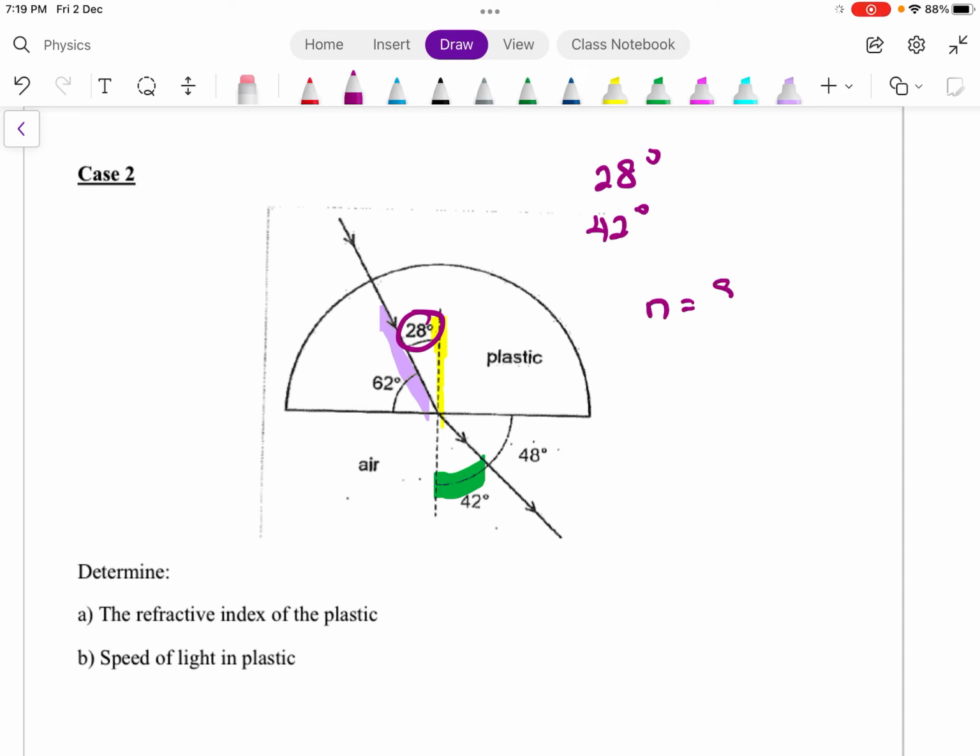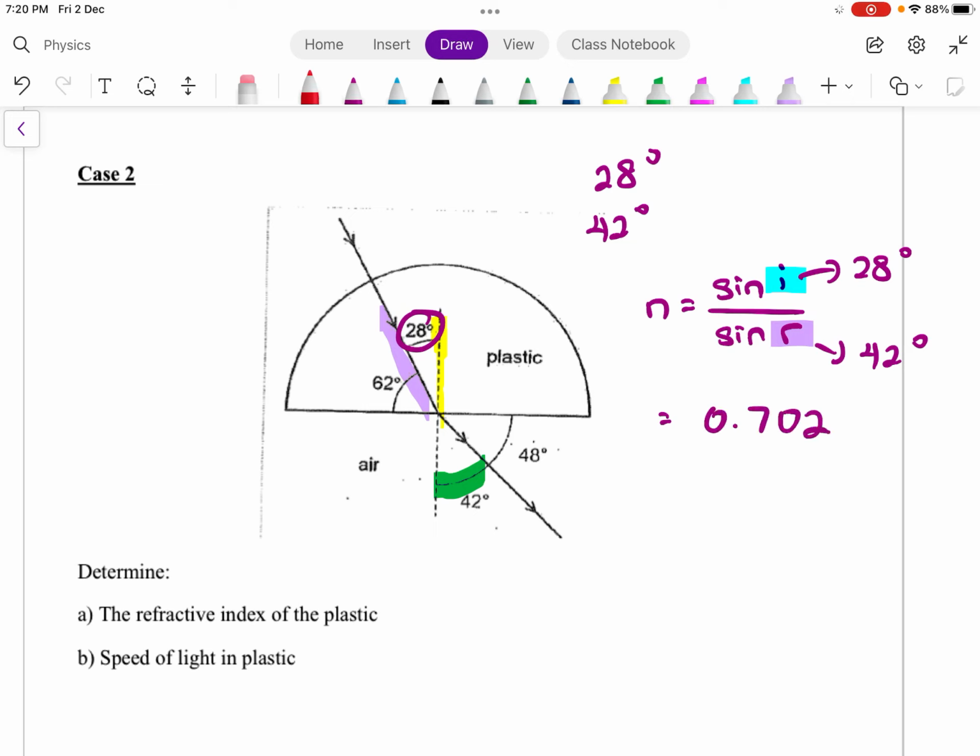After that, let's apply the refractive index formula. So n equal to sine i over sine r. I and r are right here, so let's put in 28 here and 42 here. Let's write down sine 28 divided by sine 42. One thing you notice, if you use this idea, you will get roughly 0.702. Apparently it's less than 1, so your refractive index cannot be less than 1. So this is a wrong answer.